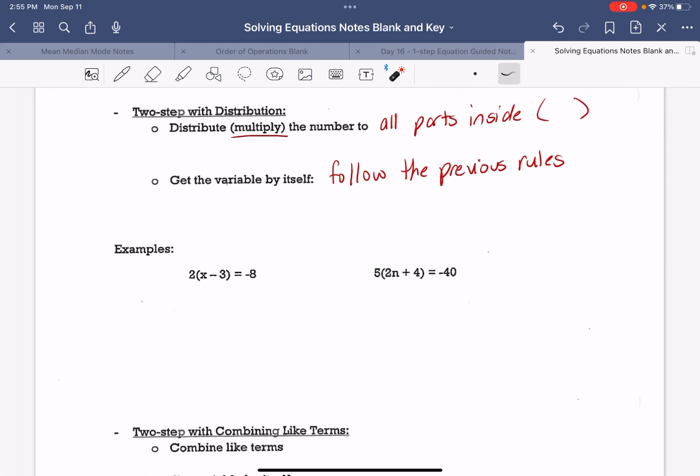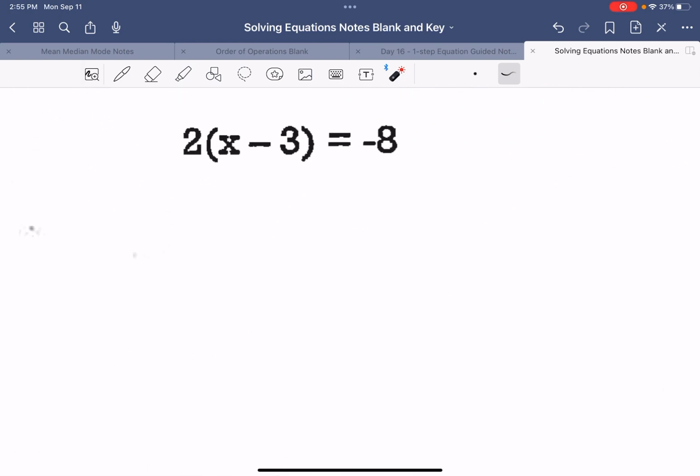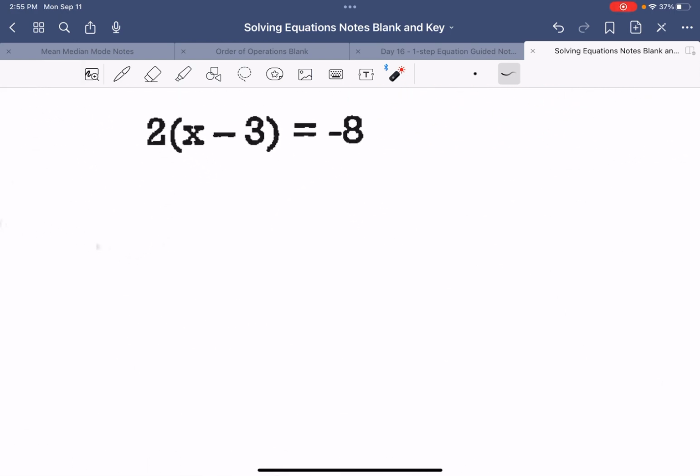All right, so let's look at this example. First example, 2 times x minus 3 equals -8. All right, well, this kind of looks wonky, right? But I have these parentheses and I have this 2 out here. This means I need to distribute first. So remember when we distribute, we are then taking 2 and multiplying it to both numbers inside the parentheses. So let's do that first.